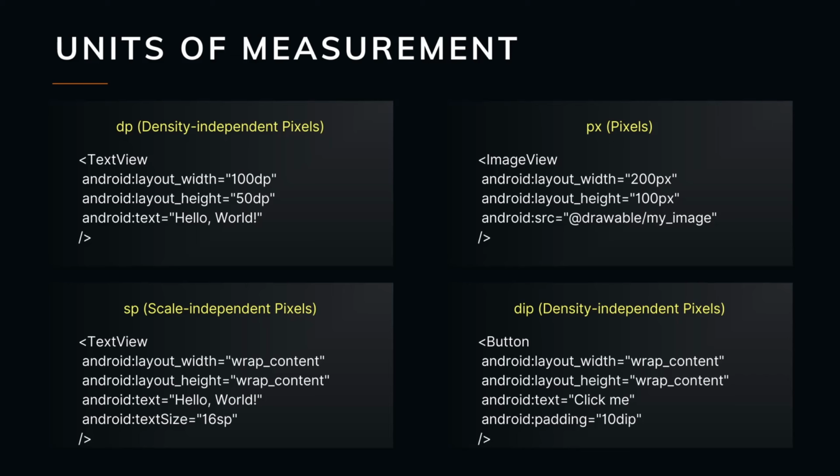Next we have dip, that is density independent pixels. dip is an older term for dp, and the two can be used interchangeably. Both represent density independent pixels. Here the padding is set to 10 dip, which means 10 density independent pixels. So it is the older version of dp.